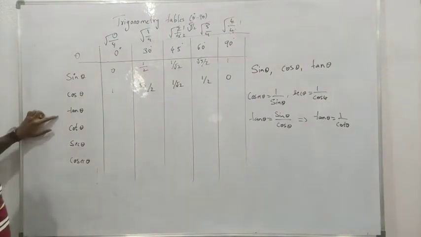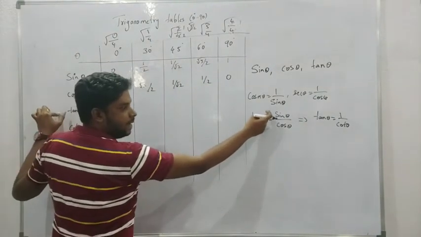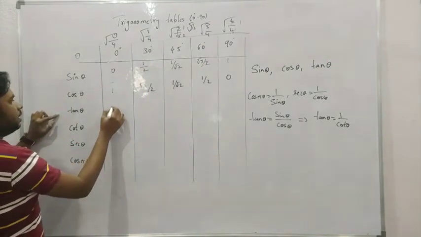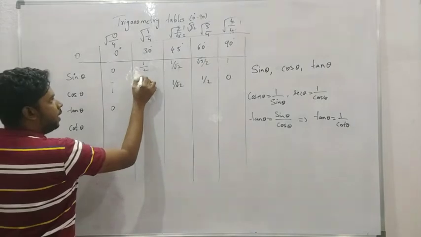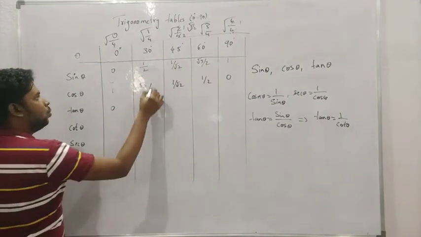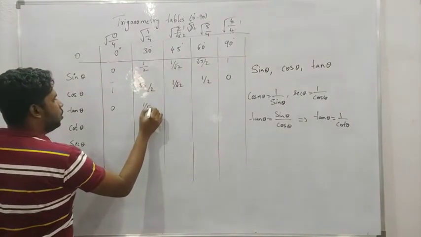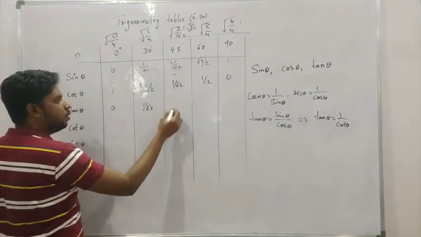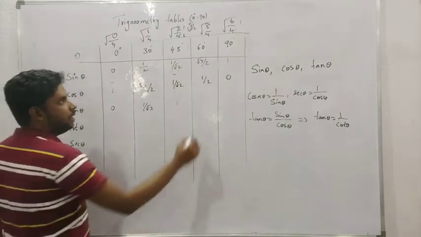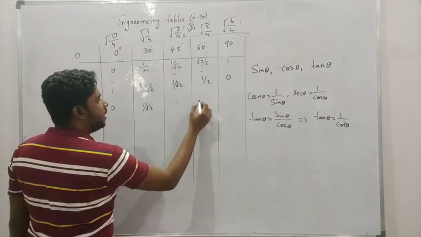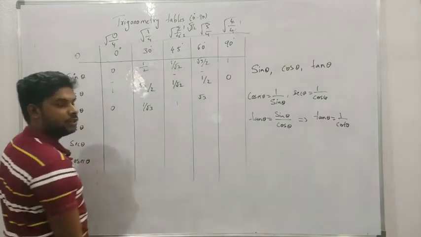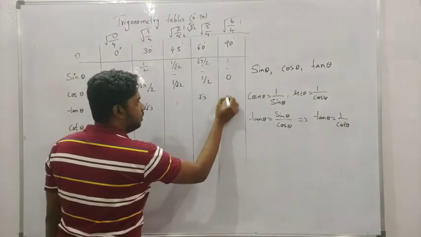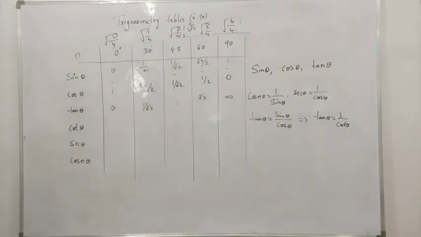For tan, we know that the formula for tan theta is sin divided by cos. If you divide 0 by 1, 0 by anything, what do we get? 0. Same way, 1 by root 2 divided by root 3 by 2: 2 gets cancelled, what I remain with is 1 by root 3. Similarly, divide this, root 1 by root 2, the 1 by root 2 gets cancelled, what I remain with is 1. Here the 2 gets cancelled, what I remain with is root 3 by 1, meaning root 3. Now here, 1 by 0 is not defined.